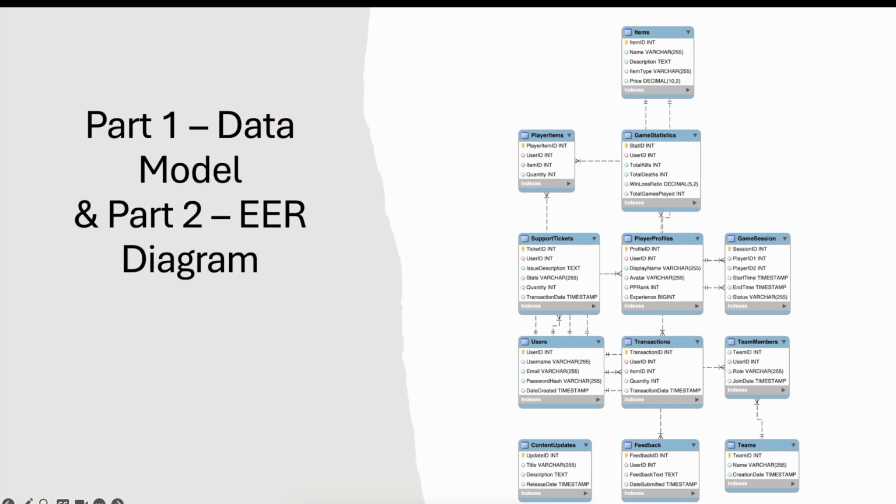Teams are made up of team members who are also users. Player profiles, game statistics, support tickets, transactions, and feedback all directly relate back to users, indicating that these entities are tied to specific user activities or attributes on the platform. And then content update stands alone without any direct relations because it's updated independently of the user interactions.